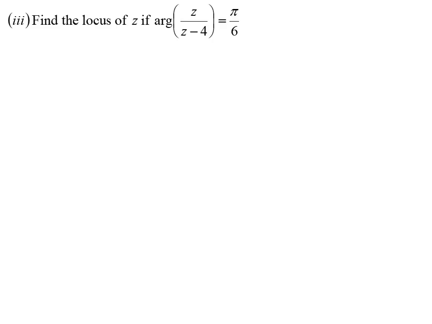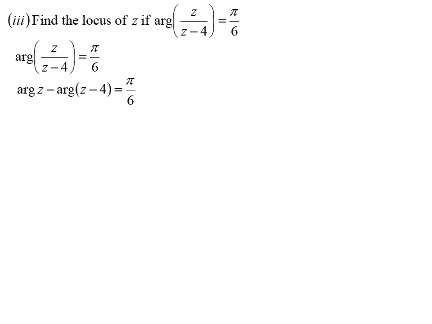All right, let's do one of these. Argument of z on z minus 4 is pi on 6. So this is the one where you've got argument and then inside, a linear function on a linear function. I know that's an arc of a circle. Argument of z on z minus 4, which I could split up into the argument of z minus the argument of z minus 4 is pi on 6. So it's similar to that last one.